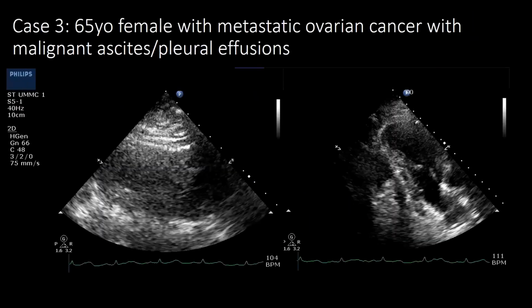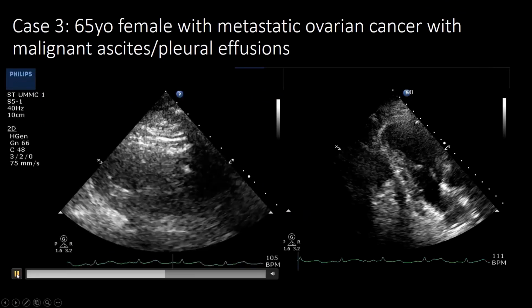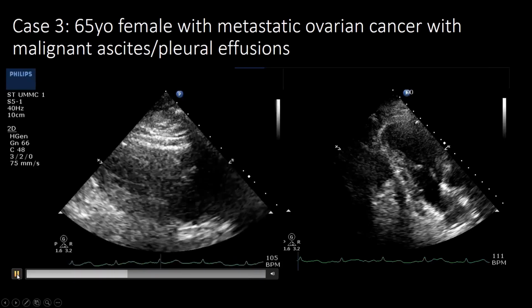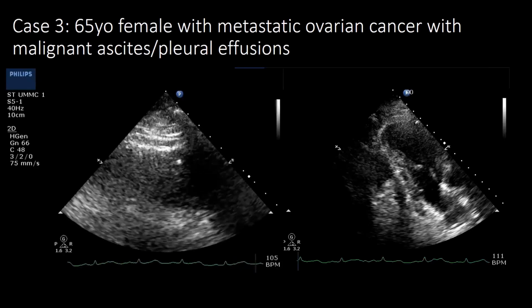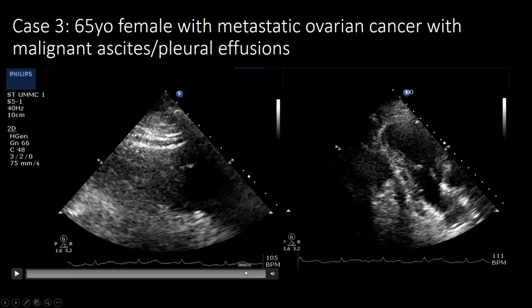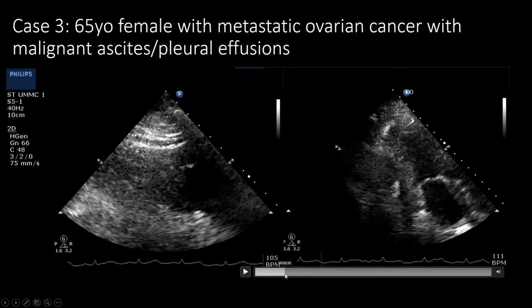And for our third and final case, we have a 65-year-old female with metastatic ovarian cancer with malignant ascites and pleural effusions. Can't see the LVOT very well in this one, can we? No, so this was an extremely challenging case. I had a very difficult time obtaining the images in the parasternal long axis as well as the apical 5. We can't get it to play right now, but it's a bad image.